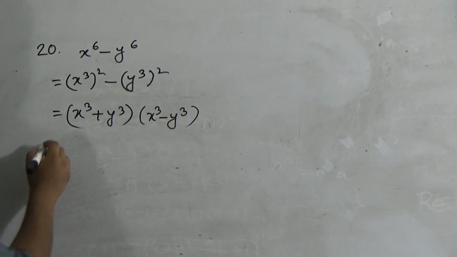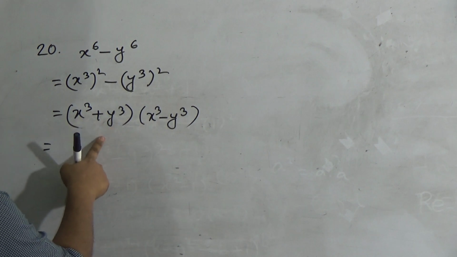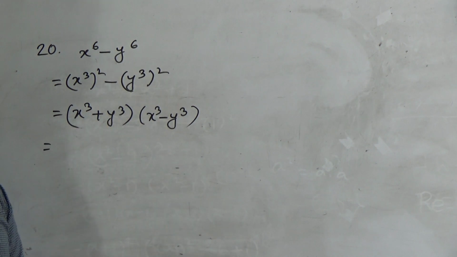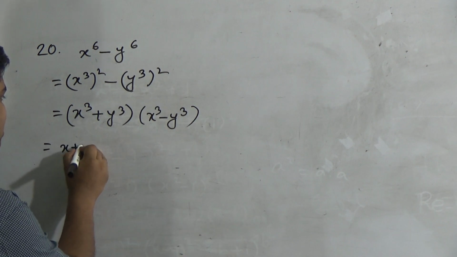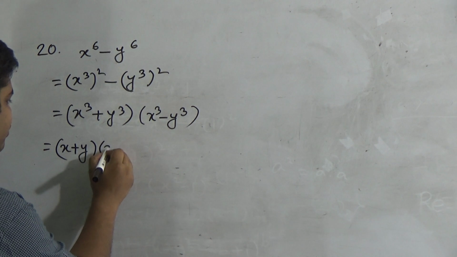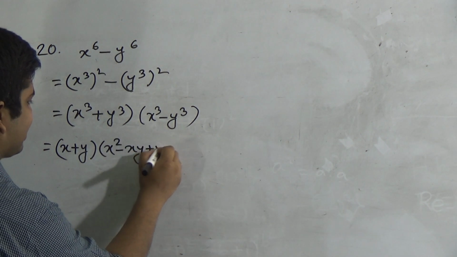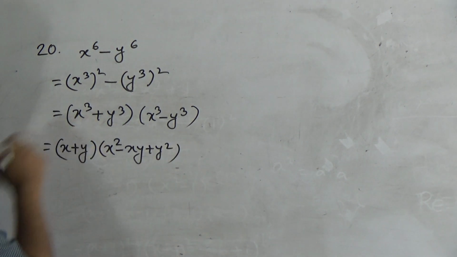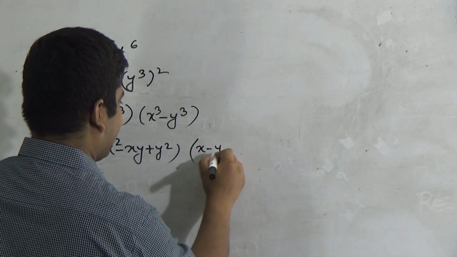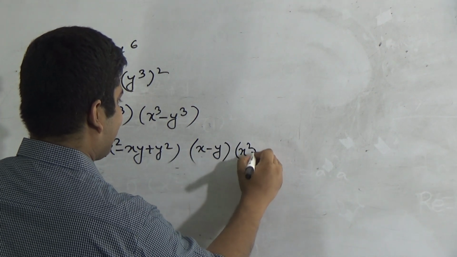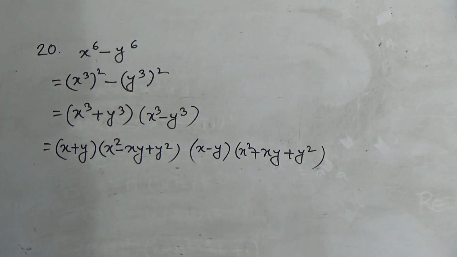Now dear students, x means a and y means b. So the a cube plus b cube formula is applicable here. From this we can easily write x plus y into x square minus xy plus y square. And from the other factor, we can easily write x minus y into x square plus xy plus y square. I hope you have understood.